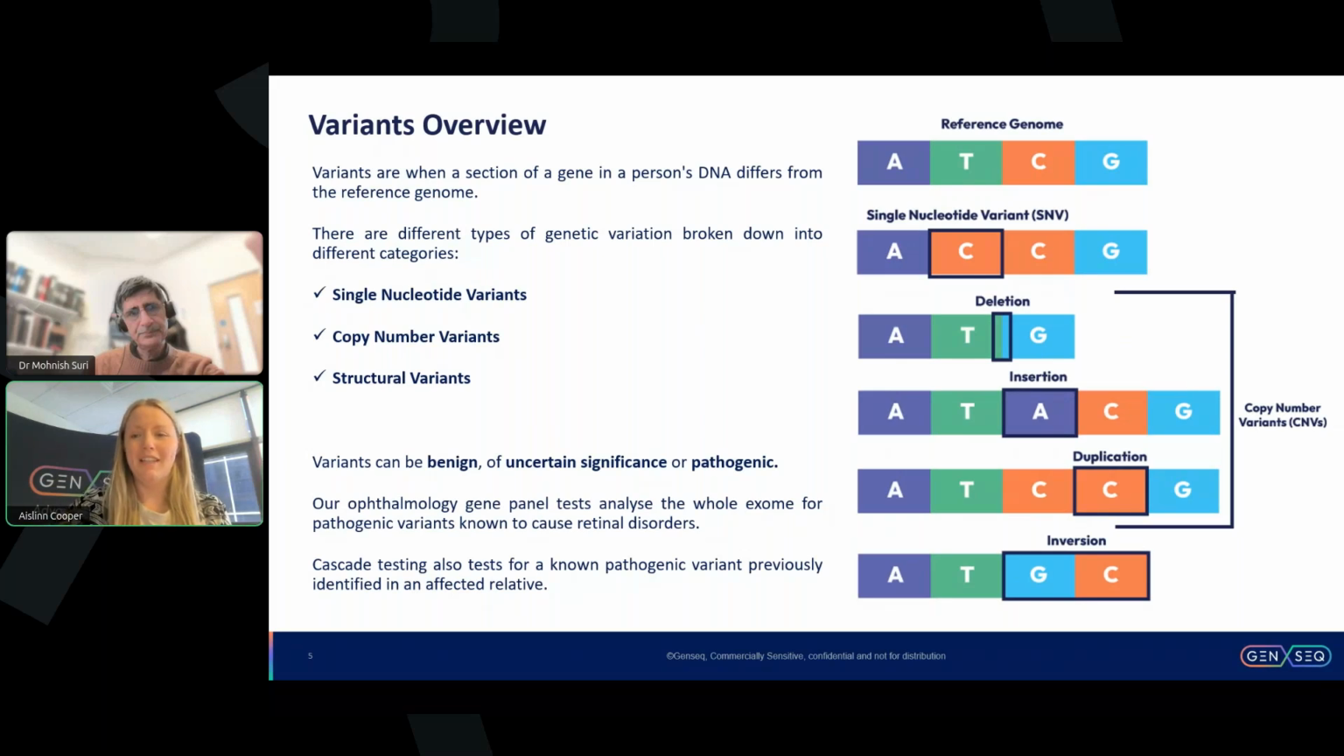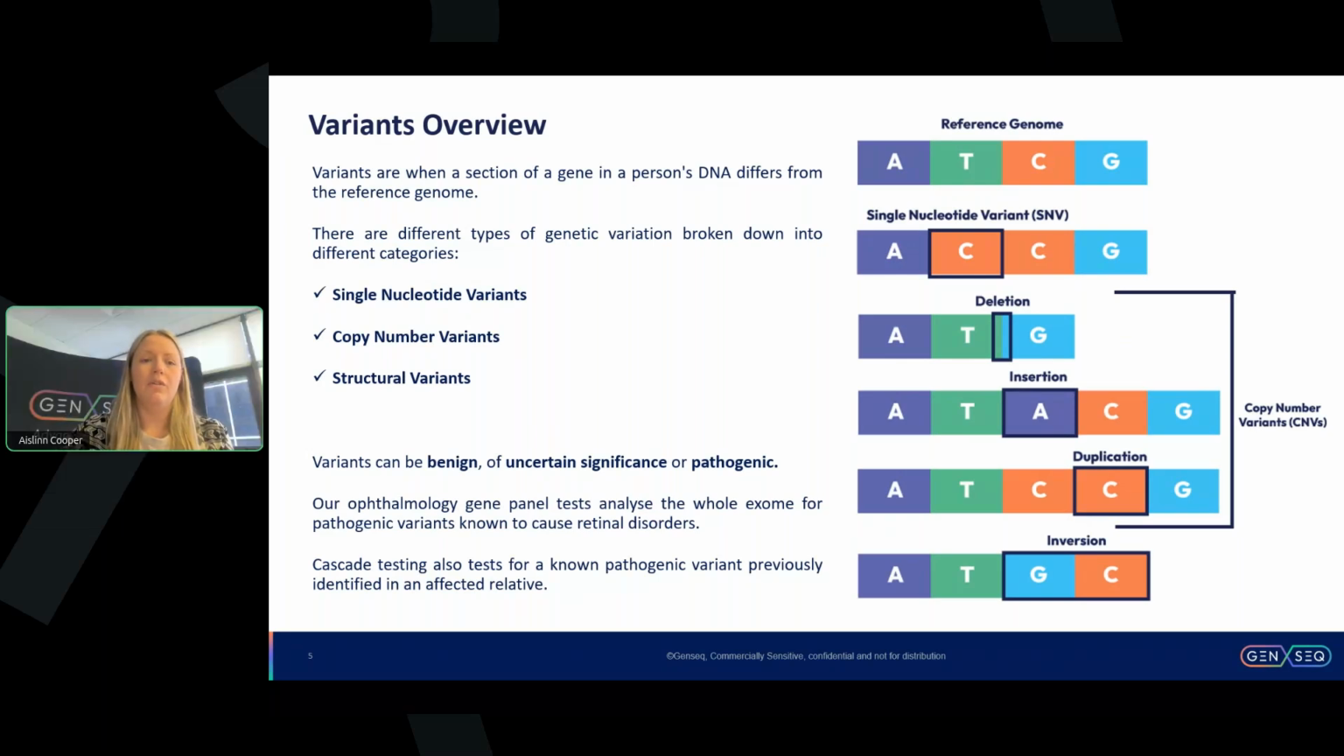A lot of people will have heard them referred to as mutations, more generically and historically, but we generally talk about variants now when we're talking about any sort of difference in a person's DNA from what we would consider the reference genome. So there are different types of genetic variation that you might see, and we can break them down broadly into categories. You'll have single nucleotide variants, and that's where there's just a change, either a substitution, a deletion, or an insertion of a single nucleotide in our sequence.